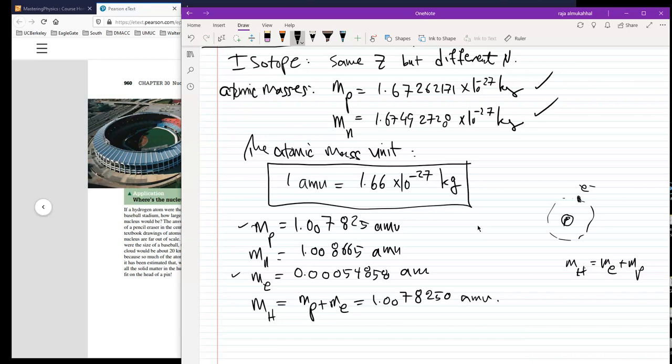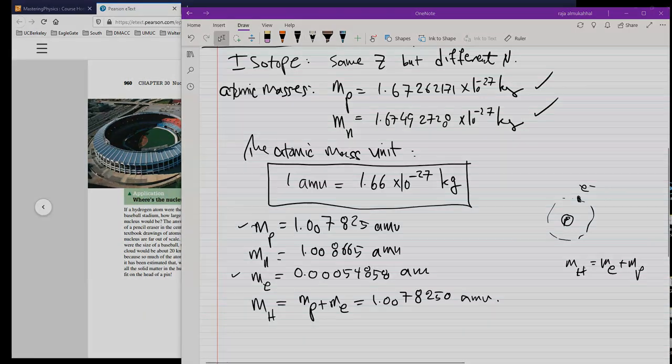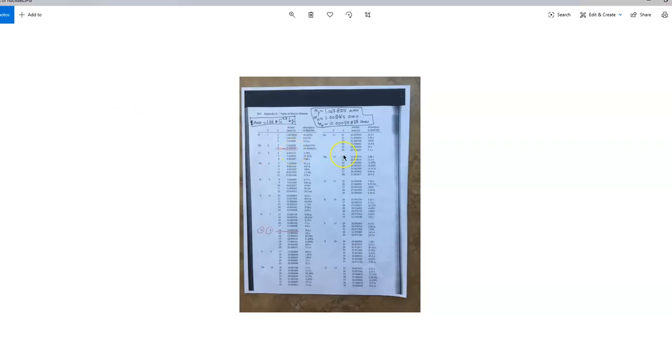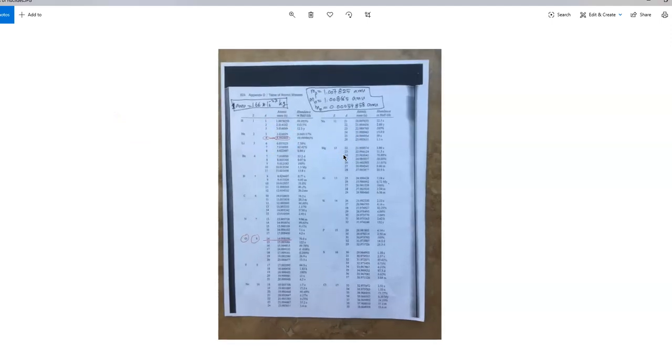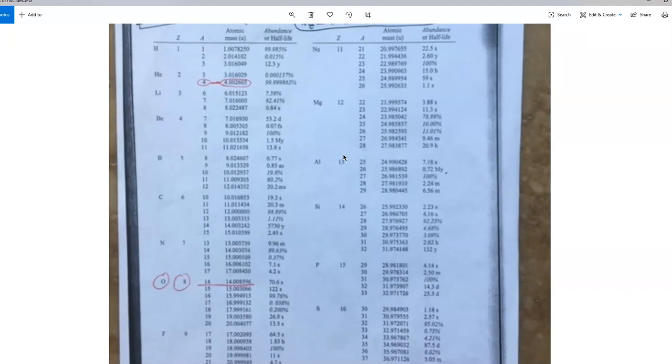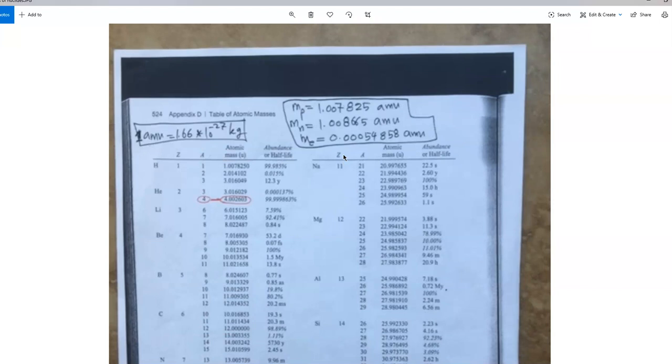Okay, let me go back to the handout, that scanned sheet, and let me magnify it a little bit. I have them all written down here. Like I said, I'm going to post it in the course somewhere. I don't know yet where, but it's going to be handy for you. Here is the mass of the proton, the mass of the neutron, the mass of the electron, and then 1 AMU is equal to 1.66 times 10 to the negative 27 kilogram. You got that? Okay.